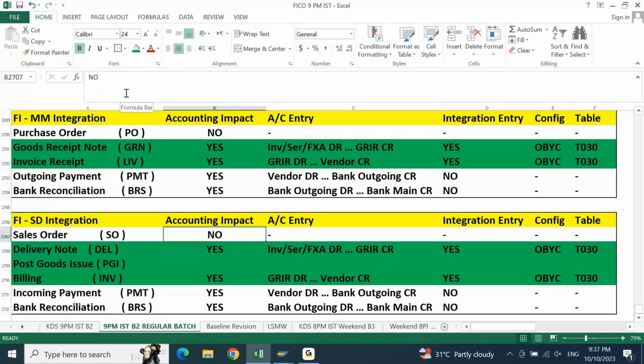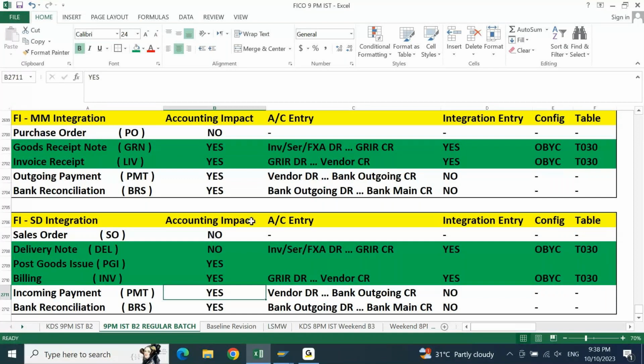Now, next point, when we write about the accounting impact: for purchase order, there is no accounting entry. For sales order also, there is no accounting entry. During the delivery also, there is no accounting entry. And during post goods issue, yes, there is an accounting entry. During billing, there is an accounting entry. During incoming payment, there is an accounting entry. During bank reconciliation, there is an accounting entry.